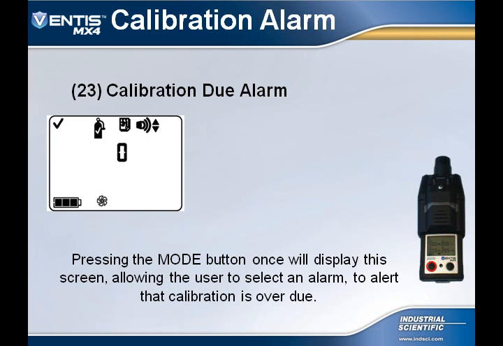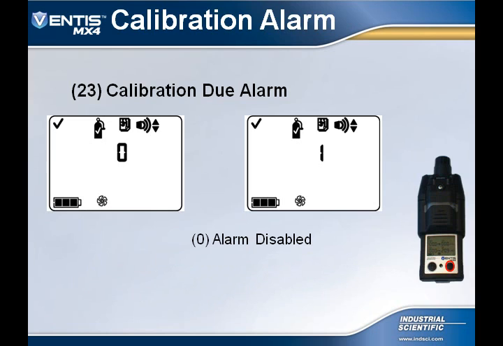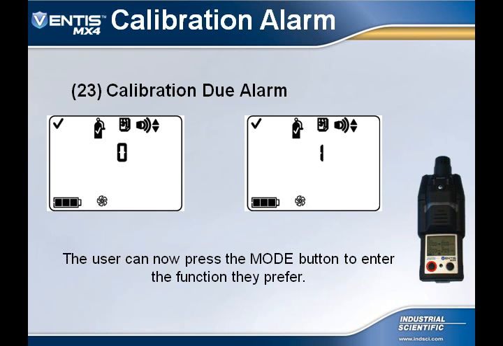The next screen displayed is the Calibration Due Alarm Screen. This screen allows the user to select an alarm notification when calibration is overdue. Pressing the Enter button allows the user to toggle between 0 and 1. Entering a 0 disables the Calibration Due Alarm. Entering a 1 will enable the Calibration Due Alarm. Pressing the Mode button allows the user to turn the Calibration Due Alarm on or off.